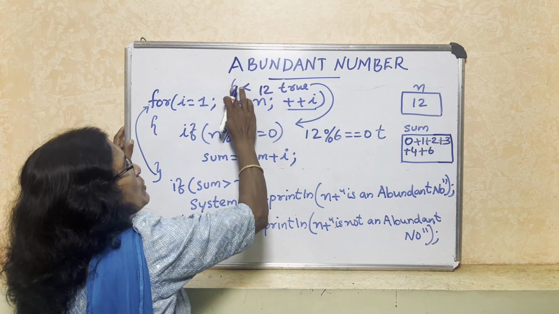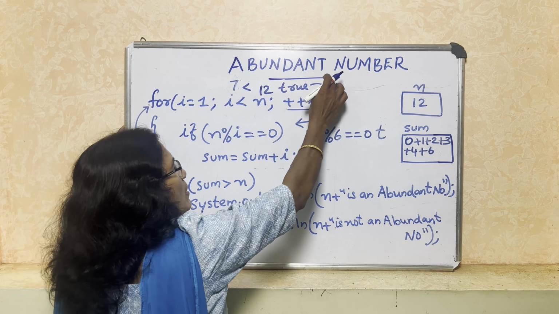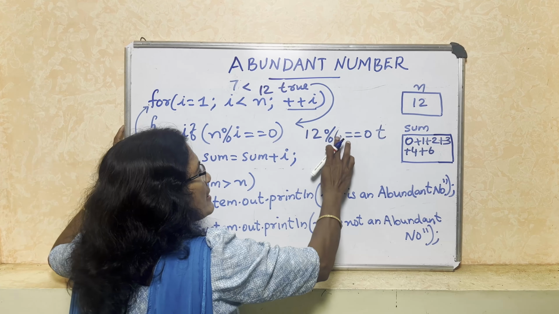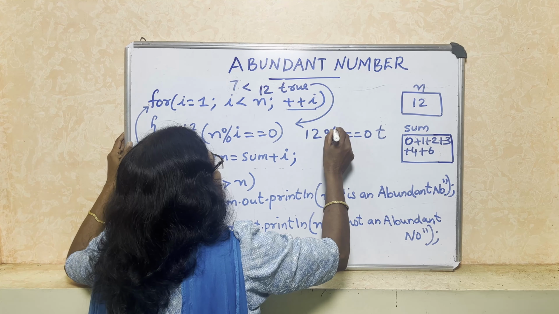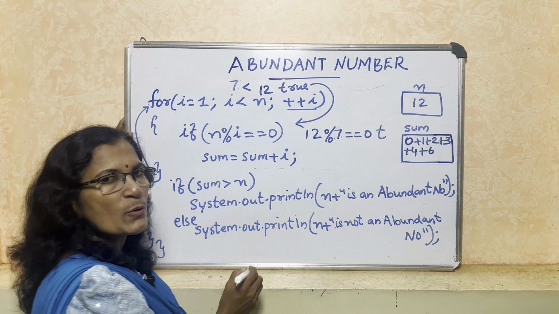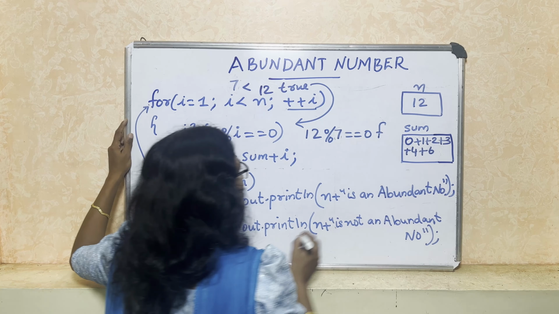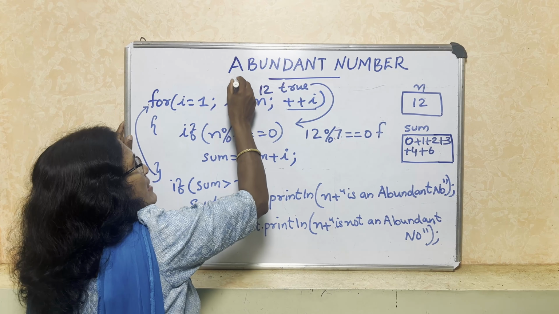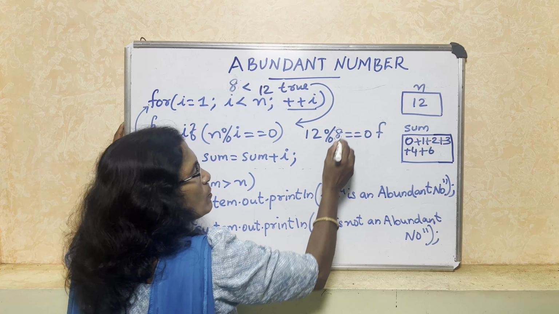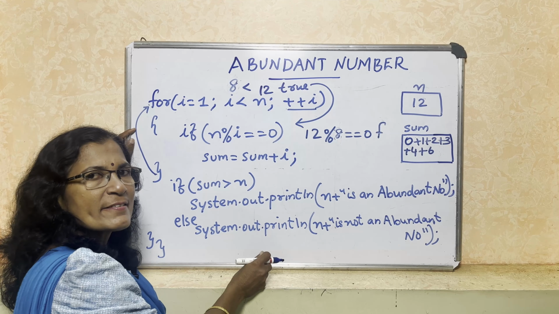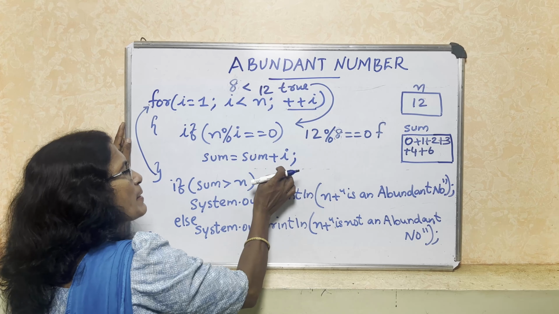Value of I is updated to 7. 7 less than 12 is evaluated. It is true. Control enters into the for loop's body. The statement given inside the for loop's body is executed. 12 modulus 7 is not equal to 0. 12 is not divisible by 7. So test expression is evaluated to false. Next value of I, 8. 8 is less than 12. 12 modulus 8 is not equal to 0. No. 12 is not divisible by 8. So test expression is evaluated to false. 8 will not be added to sum.